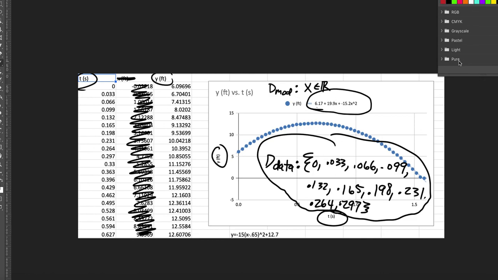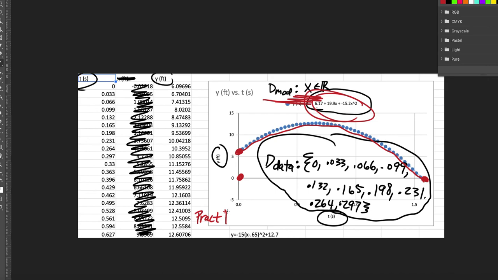Now, I'm also going to ask you about the practical domain of your model, because remember, this is the domain of the entire model of this equation, but our practical domain only goes from here to here. And so we can just see that from the graph pretty closely. So we go from 0 on here. I can't see all of my data right now, but if I had to guess, I would say that's like 1.6 or something.